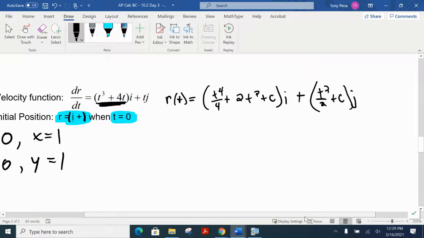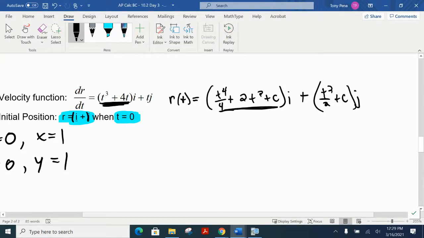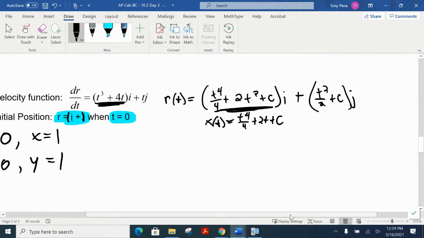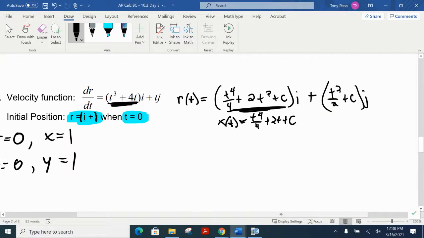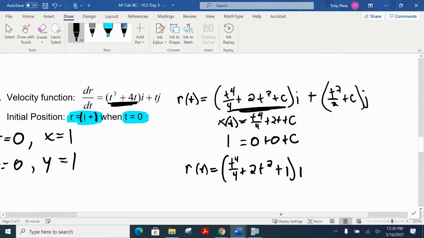All right, so same process now. The i is your x position. So really this expression right here, that is our x of t equation. To figure out that c, we want to use our x position. What we have written over here to the side is that as long as we let our time be 0, so 0 plus c, then our x position was a 1. So we know that c is going to be a 1. So if I go to write this, we would have t to the 4th over 4 plus 2t squared, and we know that c is a 1. We now have our horizontal position for any time we want it.